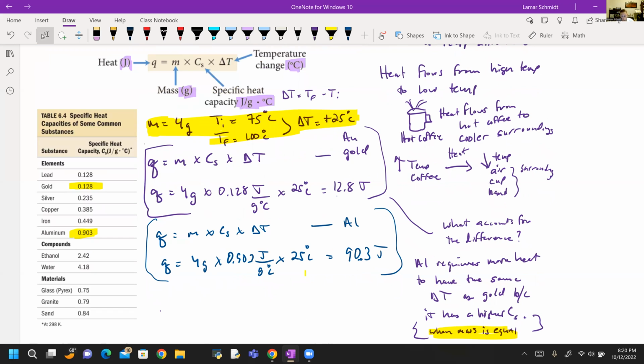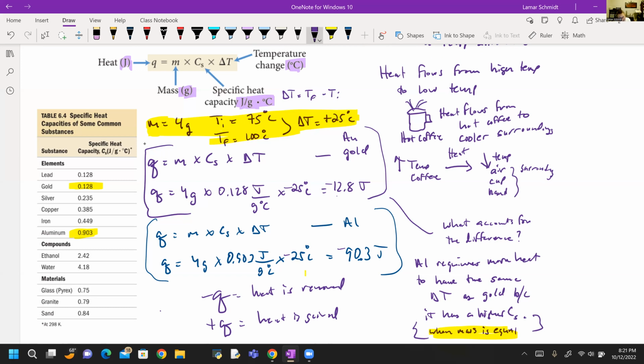So even if we wanted to cool down aluminum, and we had a negative delta T, let's say we went from an initial temperature of 100 to a final temperature of 25, well, it would take aluminum losing 90.3 joules of heat in order to have that same temperature change, and it would only take gold losing 12.8 joules. So you can have a negative Q value. A negative Q just simply means that heat is removed from the object. Positive Q means heat is gained by the object. So if heat is removed, it's getting cooler, then your Q is going to be negative.